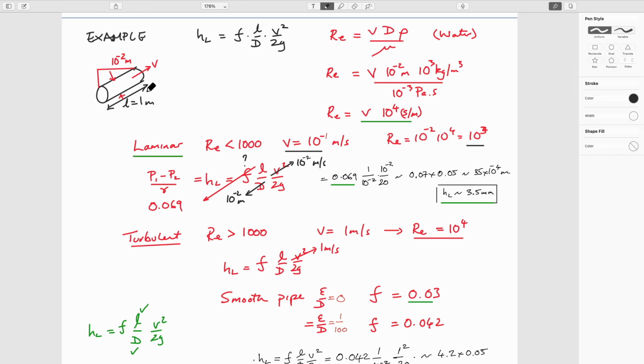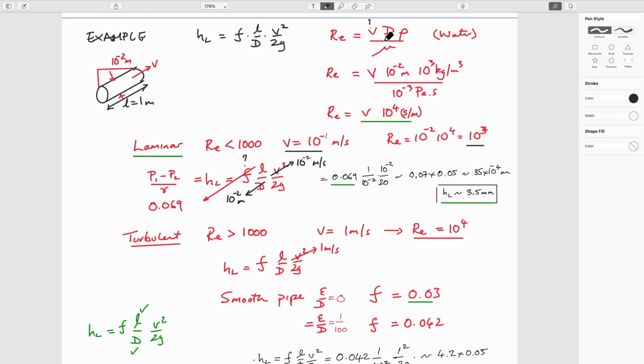Let's have a pipe that's 1 meter long. It's a centimeter in diameter, 10 to the minus 2. And so we can calculate the Reynolds number as being the velocity times the diameter times the density of fluid divided by its viscosity. If we write this with velocity being unknown, then we know everything else in this.